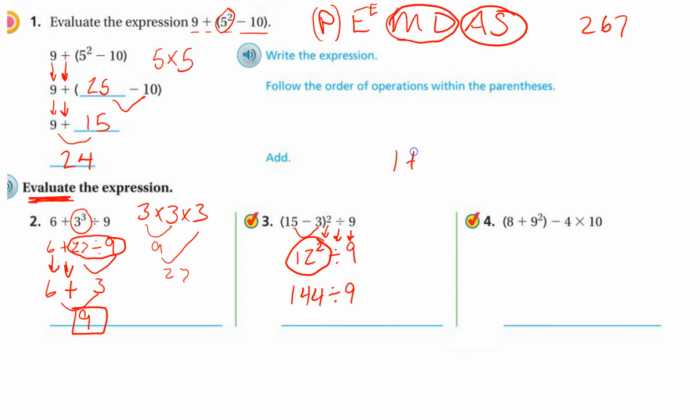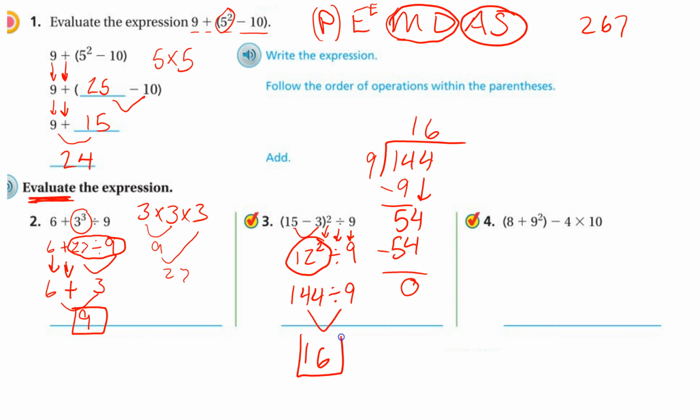And then now 144, 9 goes into 144 how many times? 9 goes into 54 6 times. So 16 is our final answer there. Okay. And let's go on to number 4.